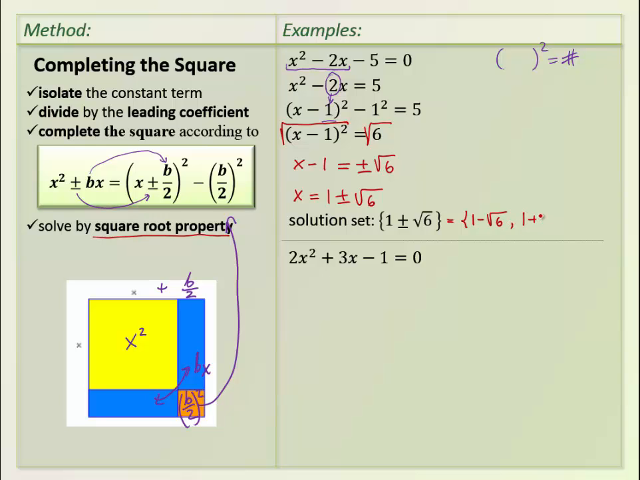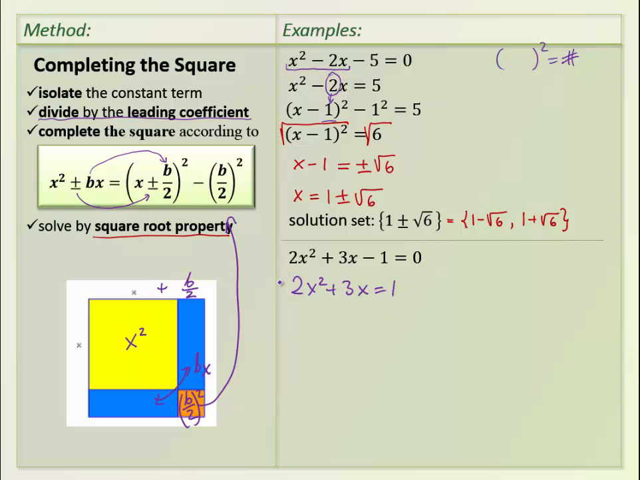Okay, let's practice the procedure of completing the square on the second example. So as before, we are going to move the 1 to the other side. We have 2x squared plus 3x equals 1.